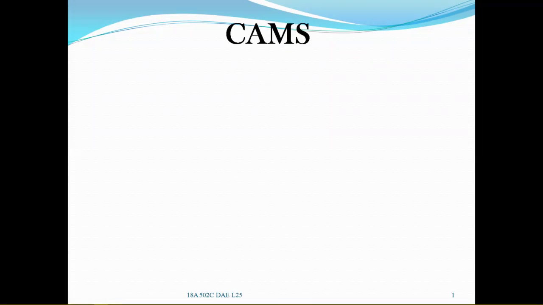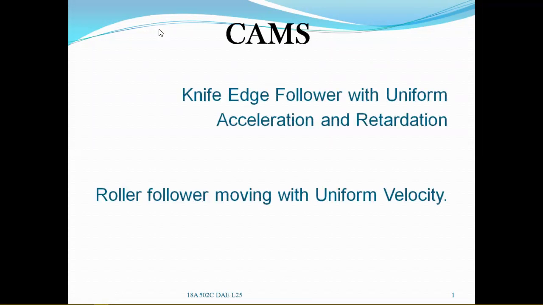Let us see the CAMS chapter. In this CAMS, let us discuss about knife edge follower with uniform acceleration and retarded motion, and the roller follower moving with uniform velocity.